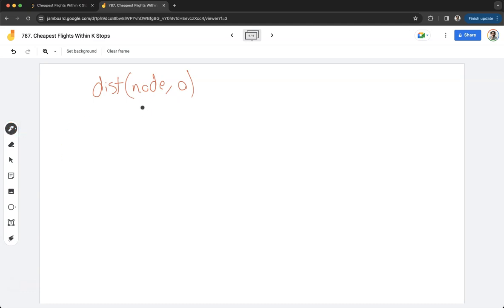So we have a few cases. If node is already SRC, we return 0. That's obvious, right? We are already there, so there's no cost.